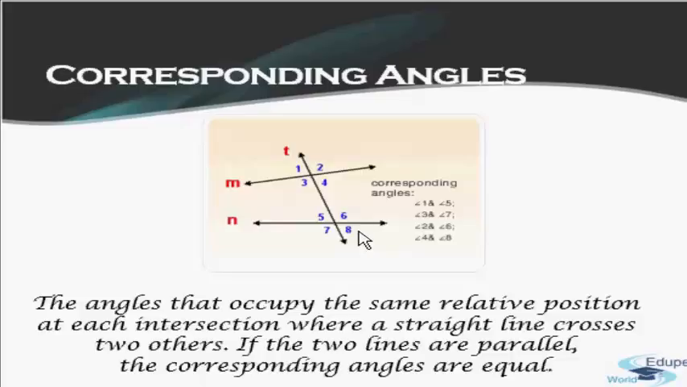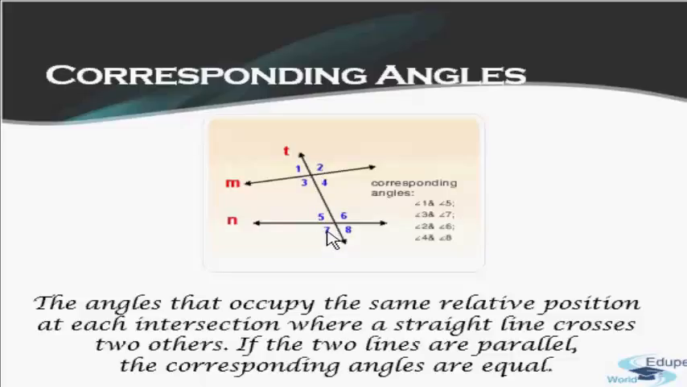Just like that, if you have to find the corresponding angles for angle number 3, it is on the left side of this and on the lower side of this M. So we look over here at T: there are two angles on the left side of T, 5 and 7, and there's one angle below N. So 3 and 7 are going to form the corresponding angles over here.